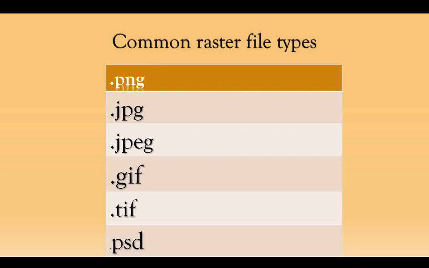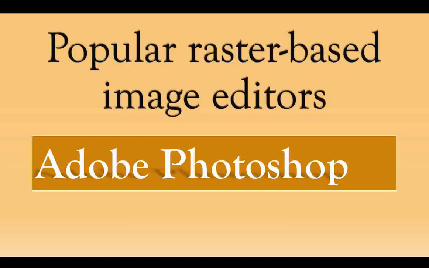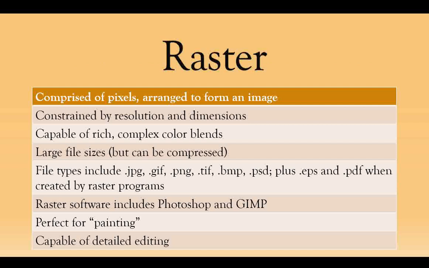Common raster file types: PNG, JPG, JPEG, GIF, TIFF, PSD. Common vector file types: EPS, PDF, SVG, Sketch. A popular raster-based image editor is Adobe Photoshop. A popular vector-based image editor is Adobe Illustrator, Sketch. Now, a table of raster and vector differences.